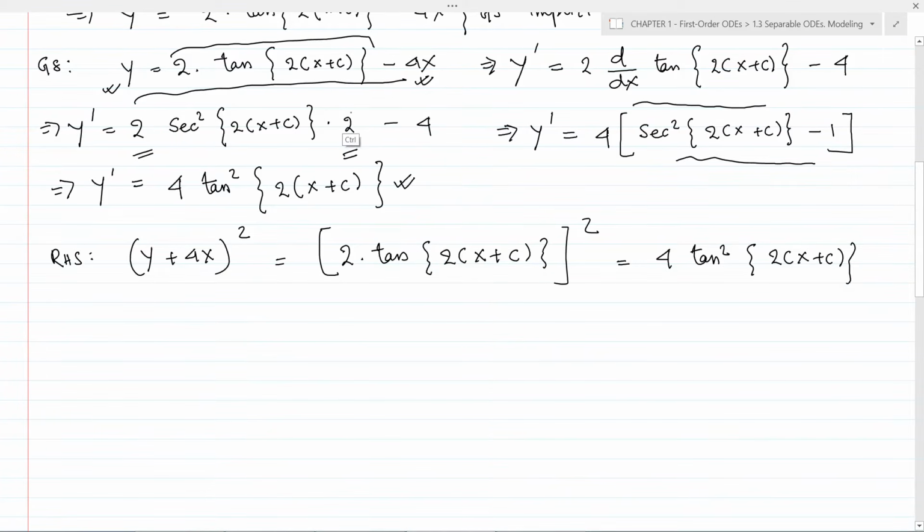This is the RHS. We have seen that this was our LHS. We see that the LHS is equal to the RHS. So the differential equation is satisfied. So we know that the general solution y equal to 2 tan of 2 whole into x plus c minus 4x is a solution of the differential equation given in the question.